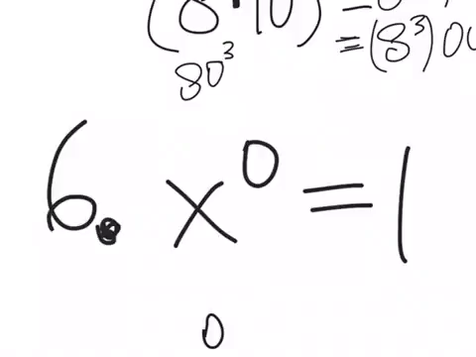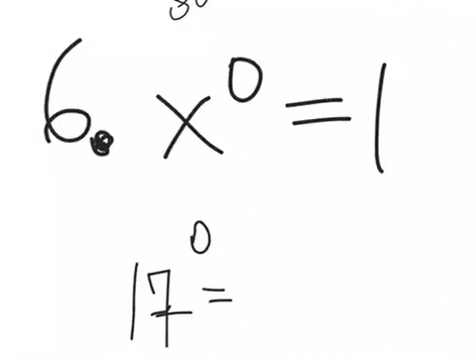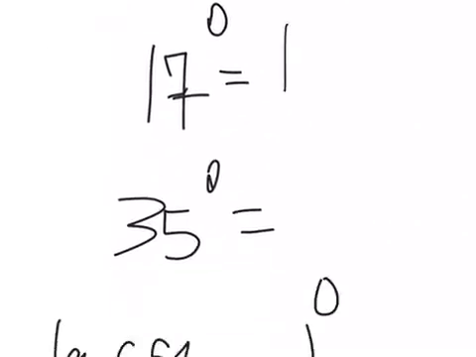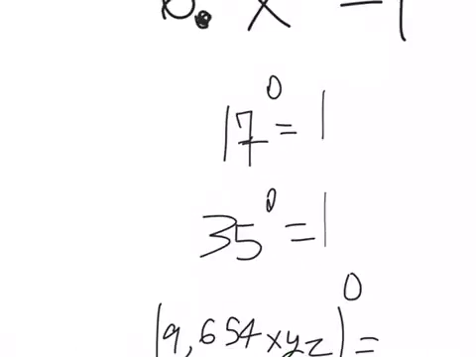And now let's look at our final rule, and this is our easiest rule so far. Basically any number to the power of 0 will always be 1. It's a very simple rule. For example, 17 to the power of 0 will be 1. Any number to the power of 0 will always be the whole number 1. And 35 to the power of 0, of course, will be 1.